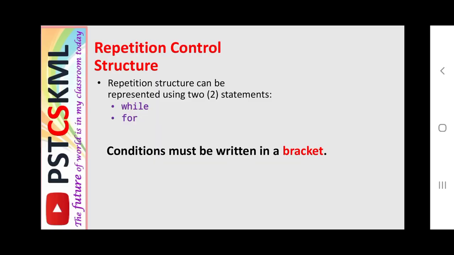Okay, repetition control structure. So far we have learned about the while control structure. For now we will focus more on the for control structure. The condition must be written in brackets.